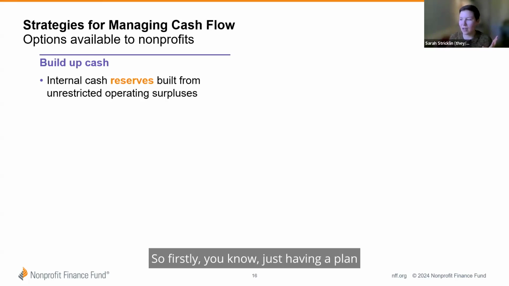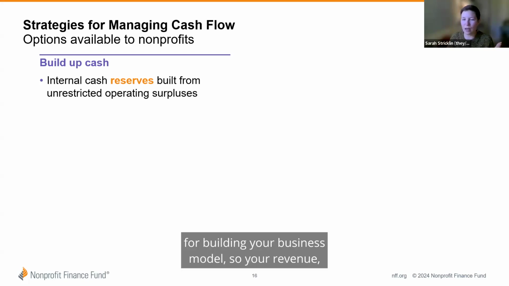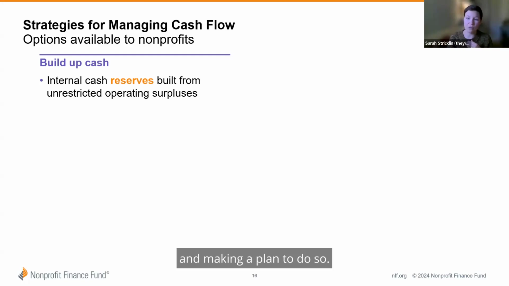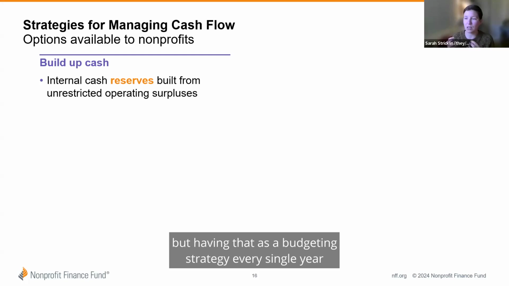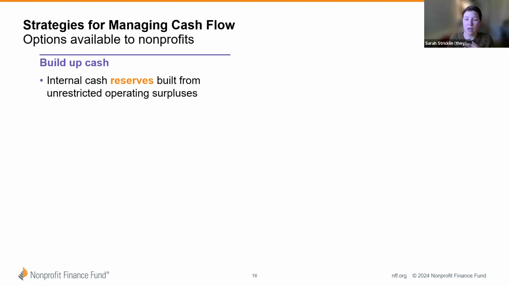So firstly, just having a plan for building your business model, so your planned revenue and your planned expenses, budgeting that plan to have a surplus whenever possible, and making a plan to do so. I know that's easier said than done, but having that as a budgeting strategy every single year when you feel like that's a possibility for you, that's a central practice that we advocate that all nonprofits adopt.